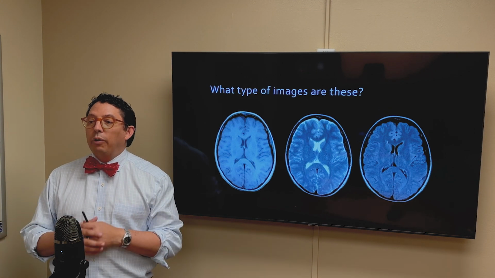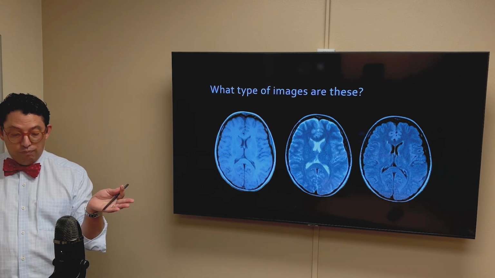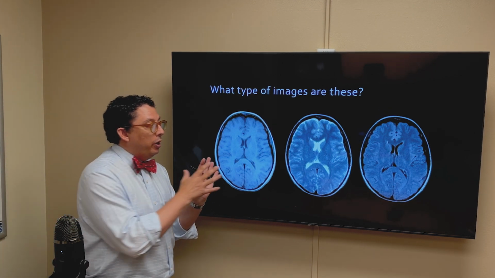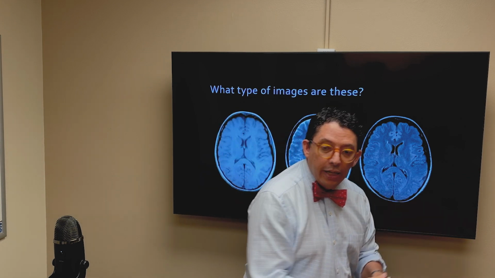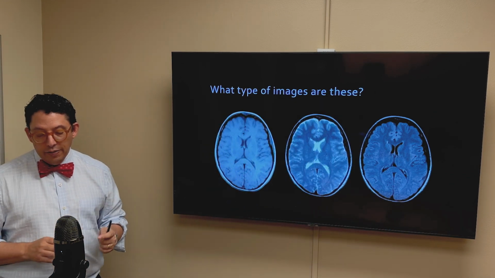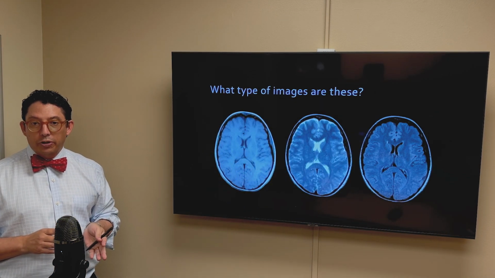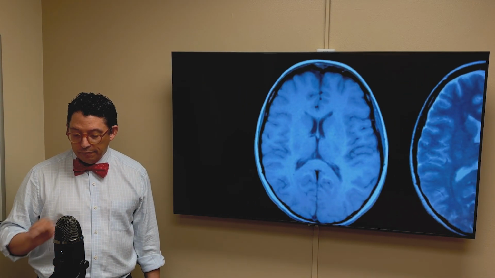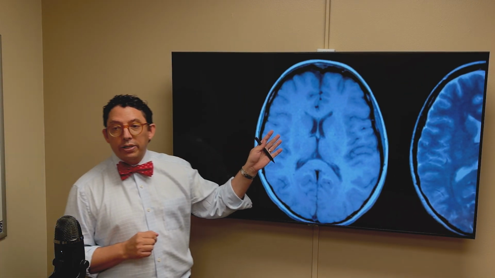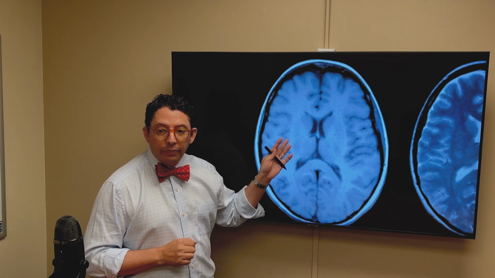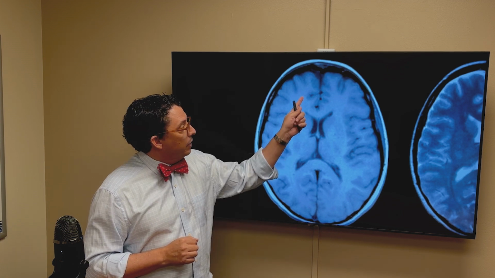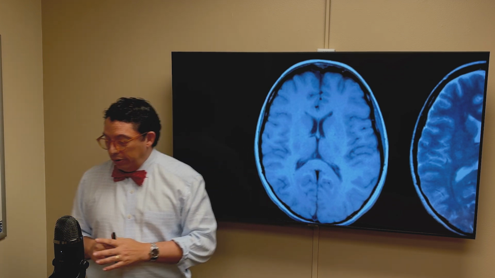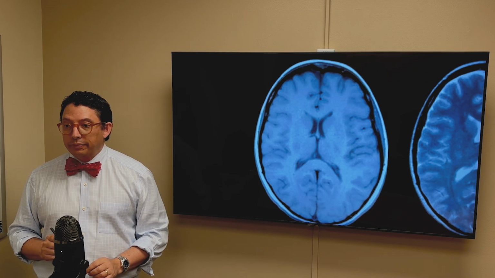So now we're going to introduce a new concept. So these three are MRIs. The first thing is we have to define which ones are T1 and which ones are T2. So let's go to this first one. Is the white matter white or is it dark? It is white. So that one is a T1.